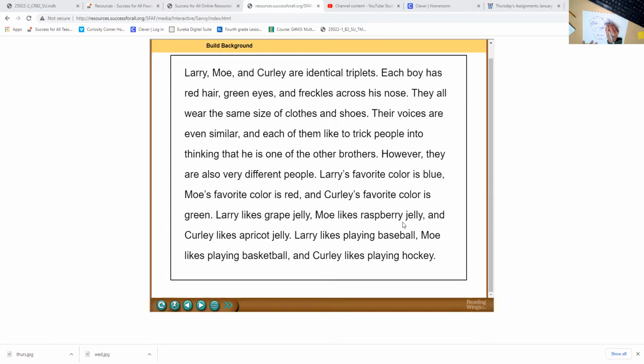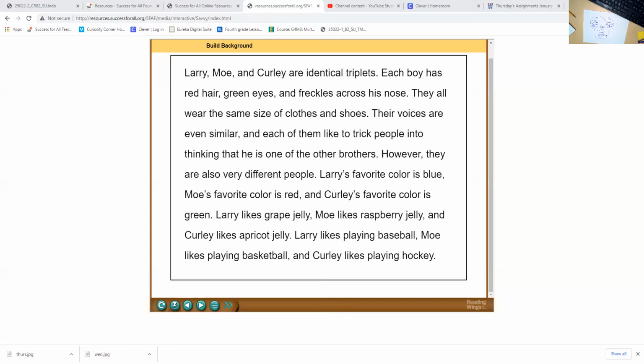Let's see, Moe likes raspberry jelly. And then Curly likes apricot jelly. Larry likes playing baseball. And then let's see, Moe likes playing basketball. I'm just going to put basketball in his thing. And Curly likes playing hockey. So hockey.